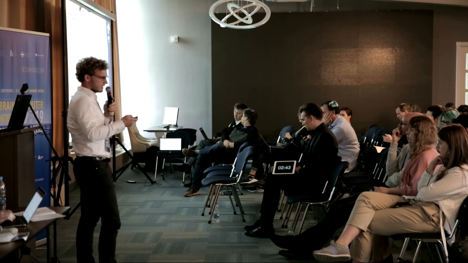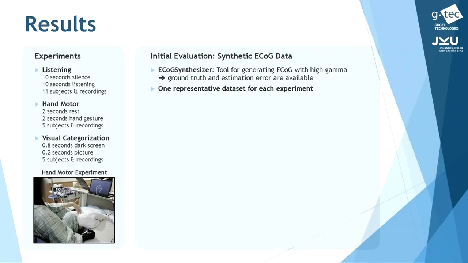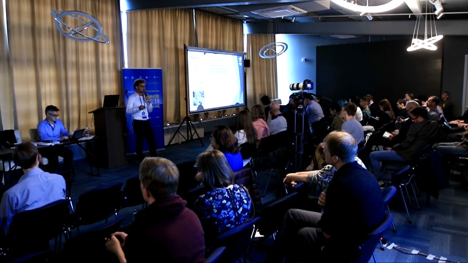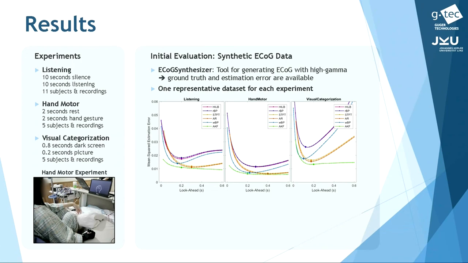Before we go to the real data, we had to do a preliminary step with synthetic data. What we did here is we generated synthetic ECoG data as a random process with a 1/f spectrum. And then we modulated the high gamma amplitudes with an activation curve we know and where we expect it to correspond roughly to the experimental protocol. So we created one representative data set for each experiment, and then we evaluated the estimator performance with respect to the window size. This is what I mentioned earlier. Here you see the mean squared error, and here it's called look ahead, but it's just half the window size.